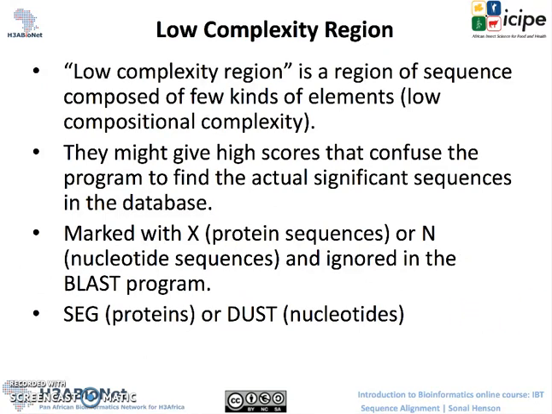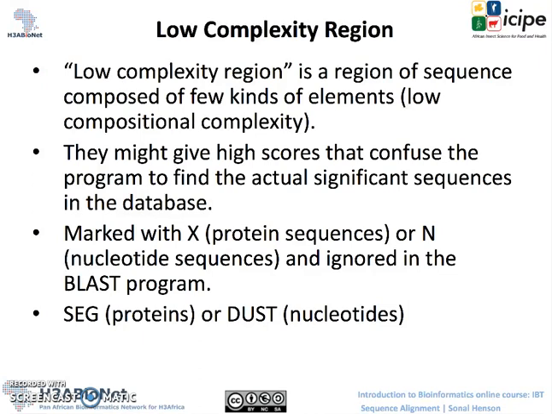So what is a low complexity region? It is a region of sequence composed of few kinds of elements, or low compositional complexity. They might give a high score that confuses the program to find the actual significant sequences in the database. They are marked with X for protein sequences or N for nucleotide sequences, and ignored in the BLAST program.